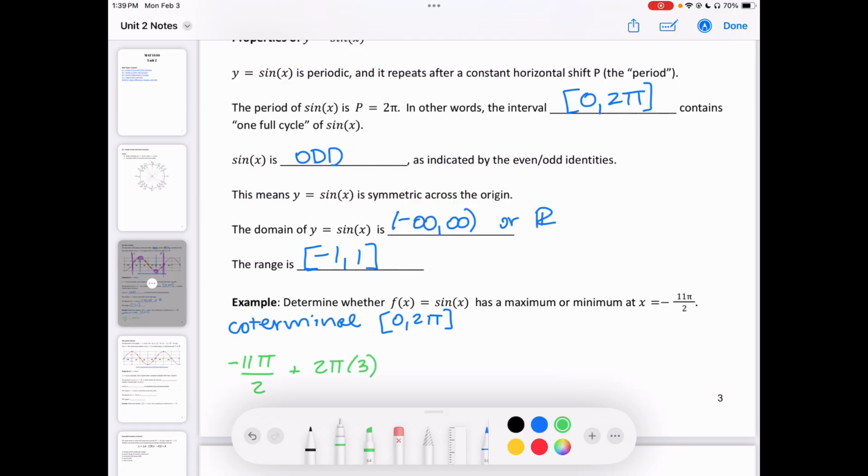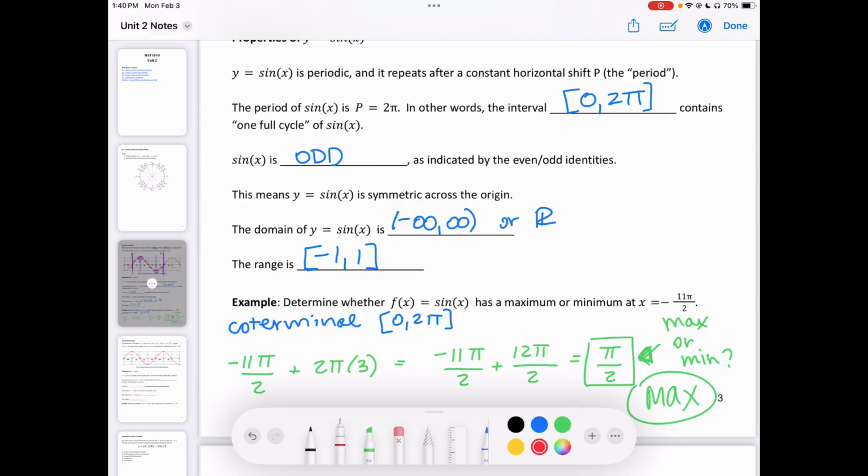So we're going to have -11 pi over 2 plus, with a common denominator of 2, 12 pi, and we get pi over 2. That is what we can reference if we're looking for a max or a min. Sine is going to have a maximum at this value. If you remember on the unit circle, that's going to be right here. And so we're going to have a maximum value.